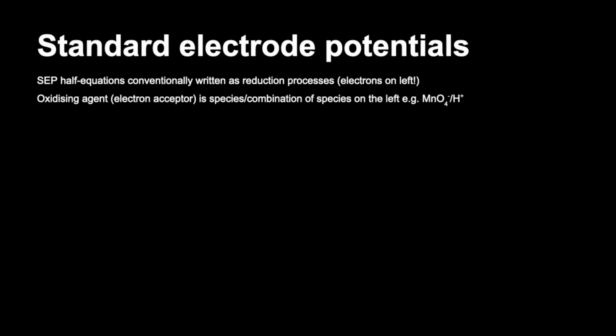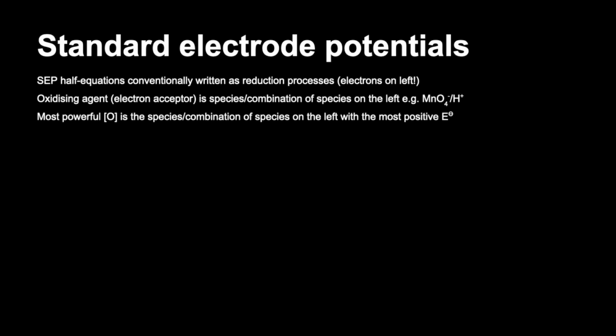So we'll move on to standard electrode potentials now. It's quite a lot on this slide. So first of all, standard electrode potential half equations are conventionally written as reduction processes. So gain of electrons. Electrons are on the left. The oxidizing agent, the electron acceptor, is the species or combination of species on the left-hand side. The most powerful oxidizing agent is the species or combination of species on the left, but they've got to have the most positive standard electrode potential.